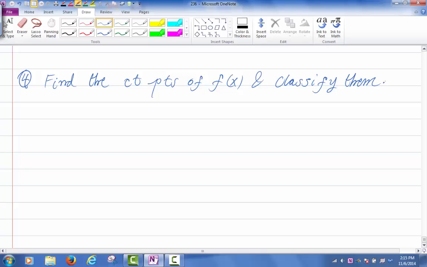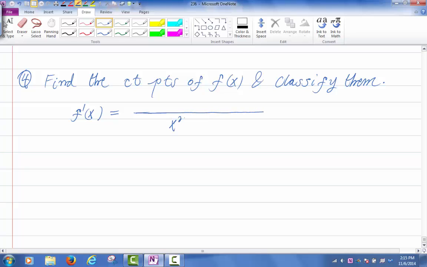What do I mean by classify them? You need to determine whether at each critical point you have a local max or a local min. Okay, so again, what would be the steps here? Well, you have to find the derivative first. And to find the derivative, you just apply the quotient rule.